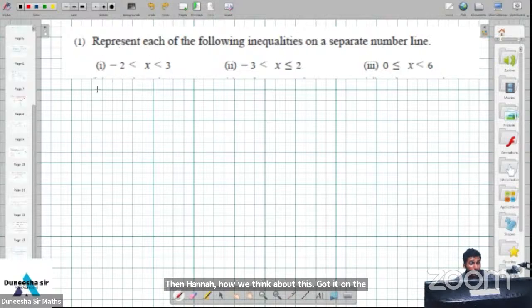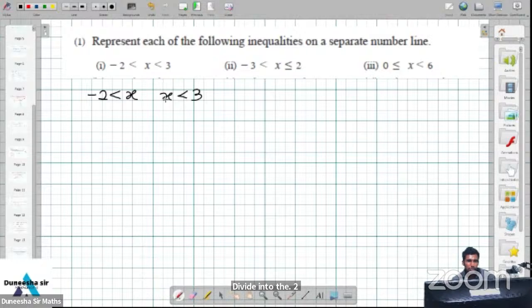Okay. No, you can divide it into two parts. Can you do this? Divide into two parts. Separate the inequality into two parts.